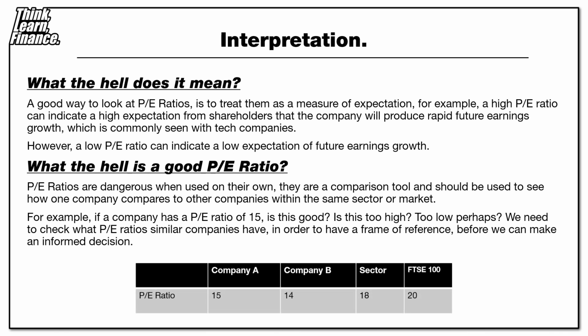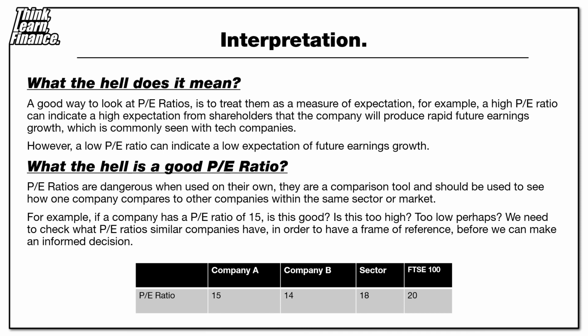If we look at the table below, we can see that Company A has a P/E ratio of 15. Company B has one of 14. The sector that both companies belong to has an average P/E ratio of 18, and finally, the FTSE 100 has a market average P/E ratio of 20.